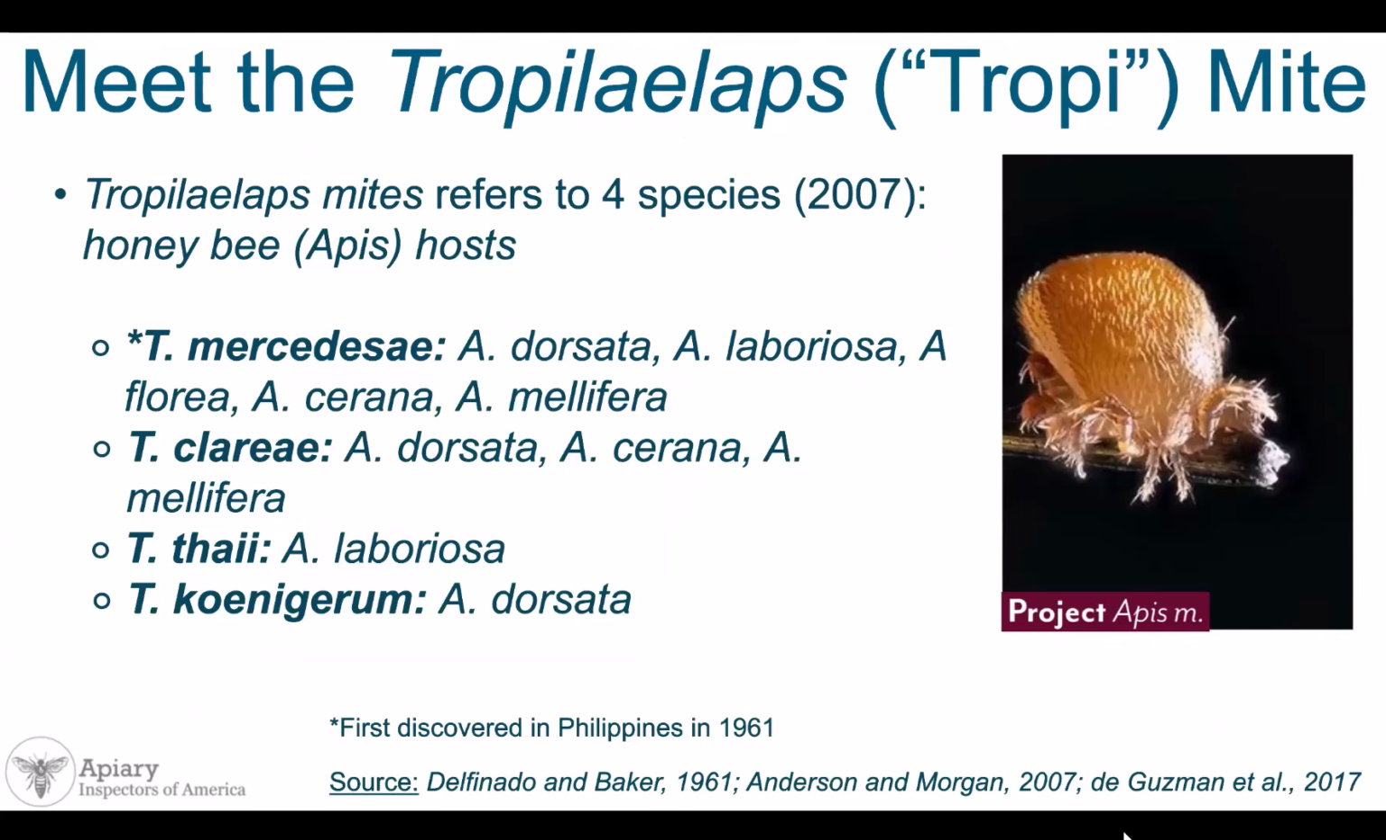So Tropilaelaps mites have 4 species. And like I said, the Apis are their hosts. So there's Tropilaelaps mercedisae, clareae, koenigerum, and thaii, and I can't even say the last one, I'm sorry. The one that we are concerned with is Tropilaelaps mercedisae. And with all of these, the one we're worried about is associated with Apis dorsata. Apis dorsata is the giant honeybee. So that's the really big one, and that is the one associated with the Tropilaelaps mercedisae mites.